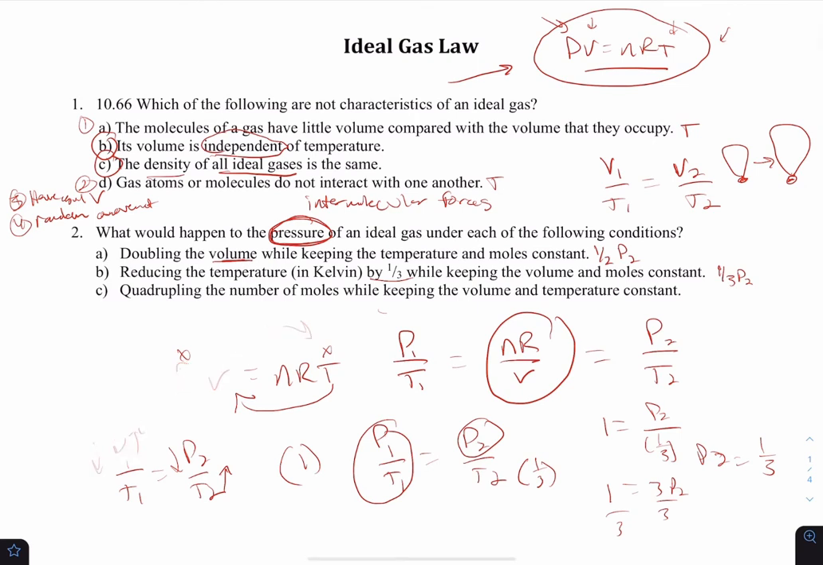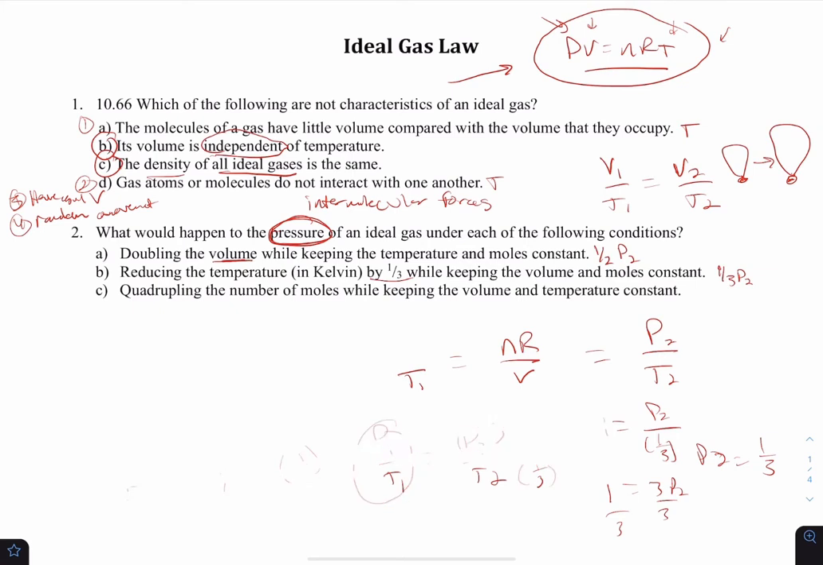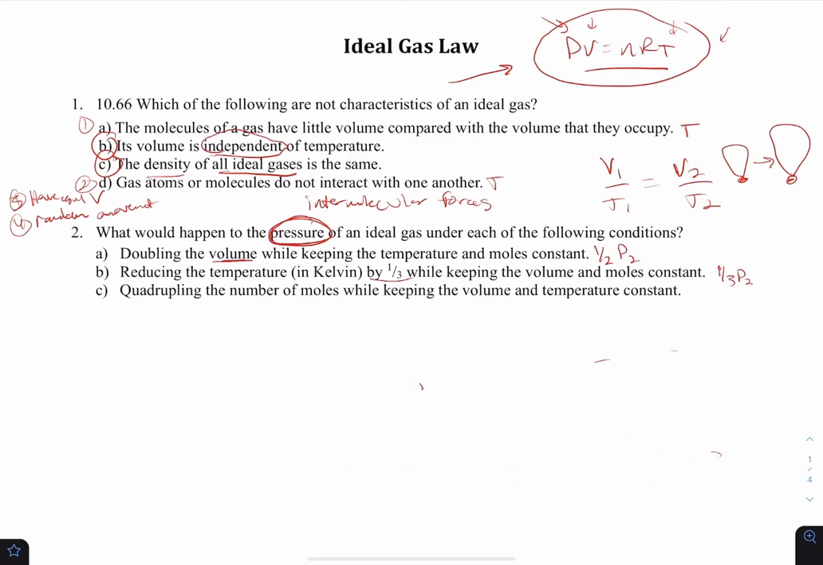It says quadrupling the number of moles while keeping the volume and the temperature constant. All right, so now we're only dealing with moles and pressure. So in my PV equals nRT equation, I'm going to put an X above the P and the n, right? And then move everything that's changing to the left and everything that's not to the right, and then set it equal to another condition. Okay, so now it's going to be P1 over n1 is equal to P2 over n2, okay?